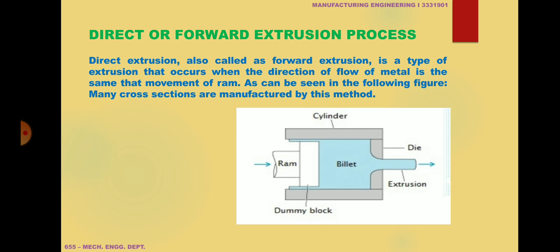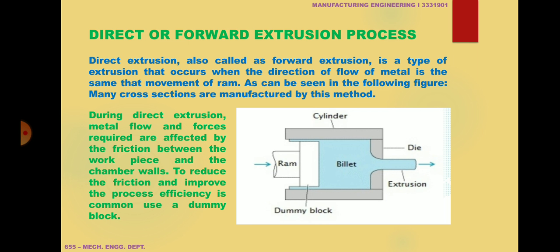As can be seen in the following figure, many cross sections are manufactured by this method. During direct extrusion, metal flow and forces required are affected by the friction between the workpiece and the chamber walls, as we have seen. To reduce the friction and improve the efficiency, a dummy block is placed.